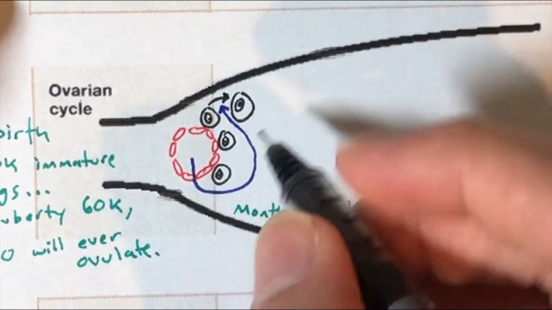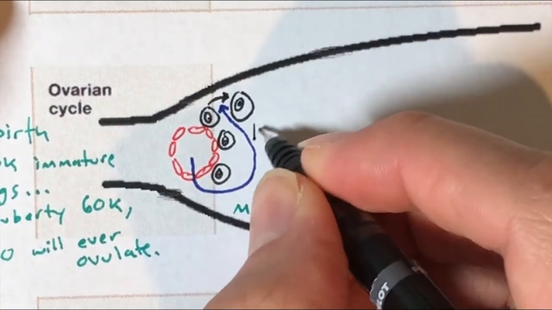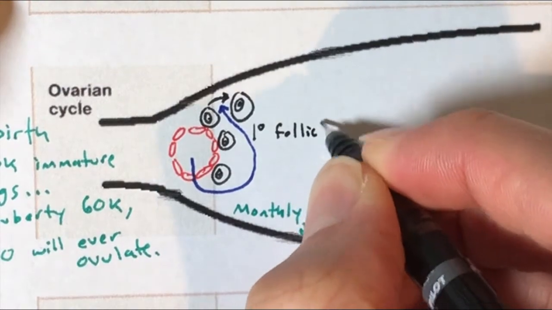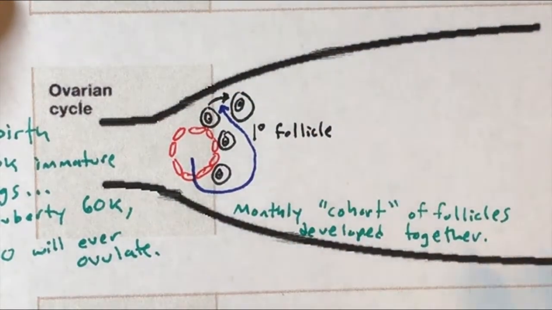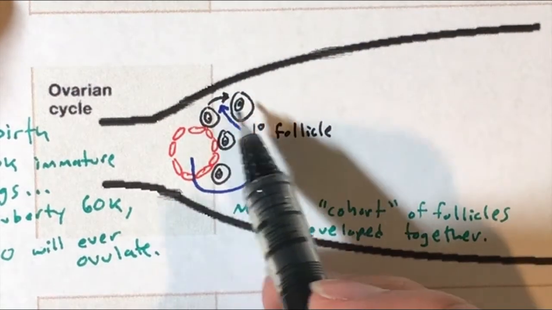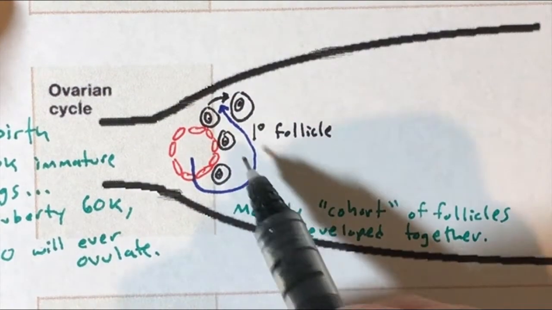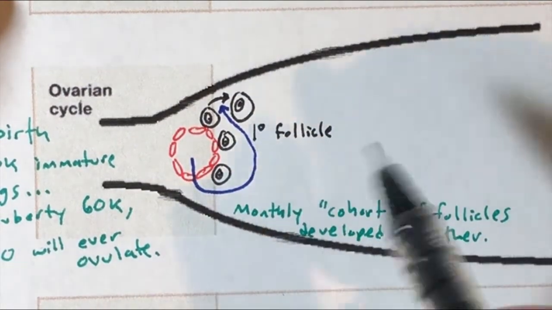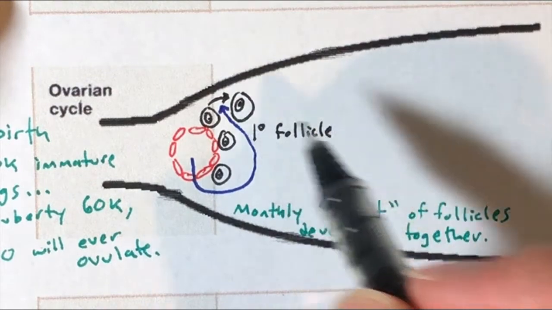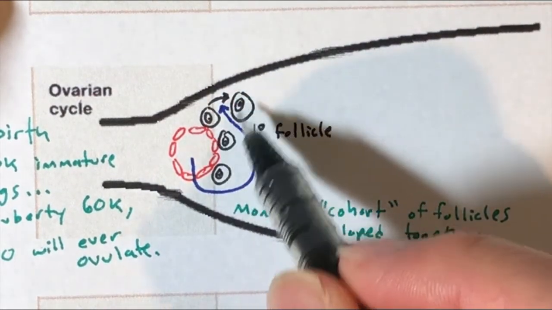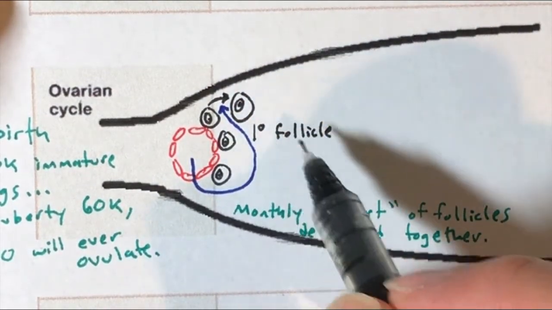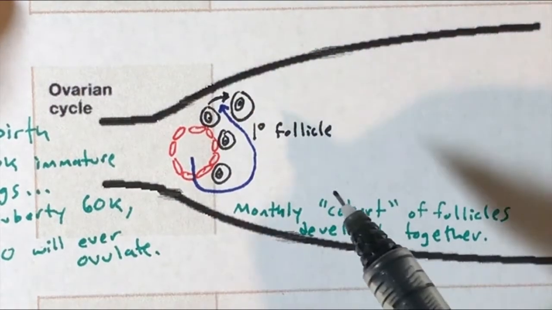So many of these little eggs are going to turn into primary follicles. Now, I'm only drawing this one being converted because I don't want to spend too much time with more arrows. So just know that it's not just one of these, it's several of them turning into several primary follicles.